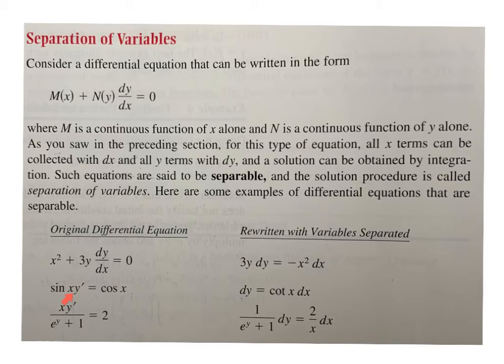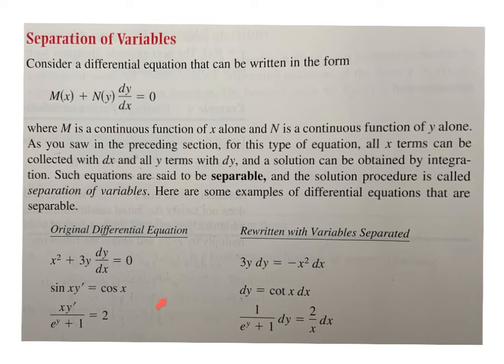Here we have sine of x, y prime, cosine of x. Well, y prime can be written dy dx. Multiply both sides by the dx, and then, since this is sine of x, they divided by the sine. We divided this, and then we have dy dx equals cosine over sine, which is cotangent, and then we multiplied both sides by dx.